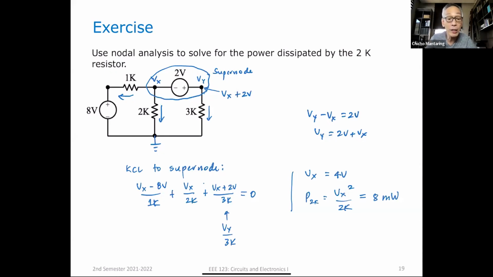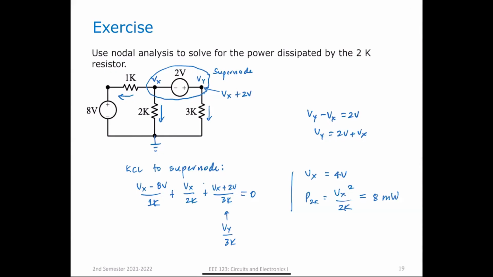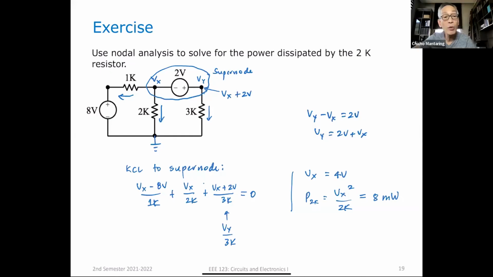Any questions? Sir, may question po ako. What if yung supernode po ay merong resistor in series with the voltage source? Do we still treat it as a supernode po or as separate na po? If the supernode had, for example, a resistor in series with the voltage source.